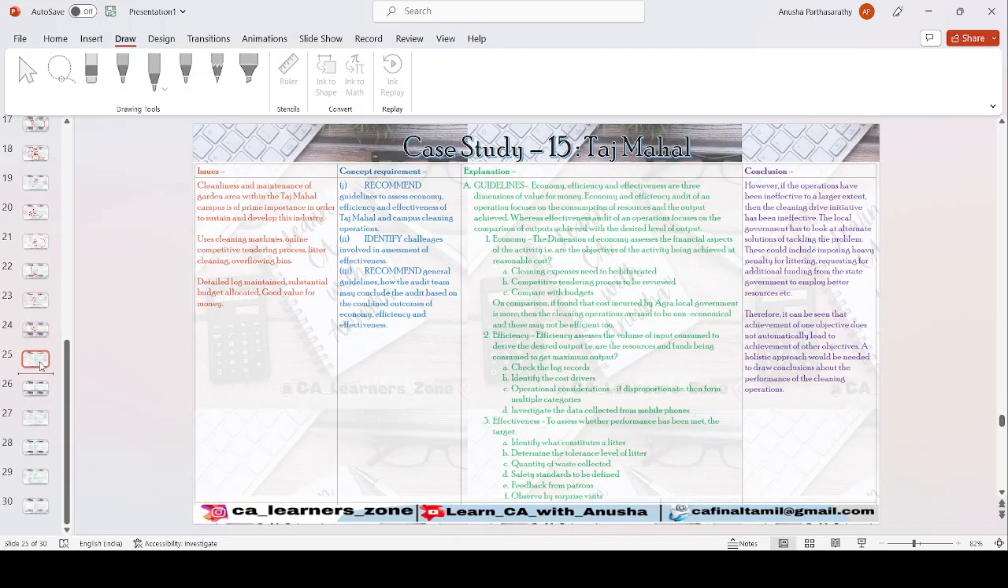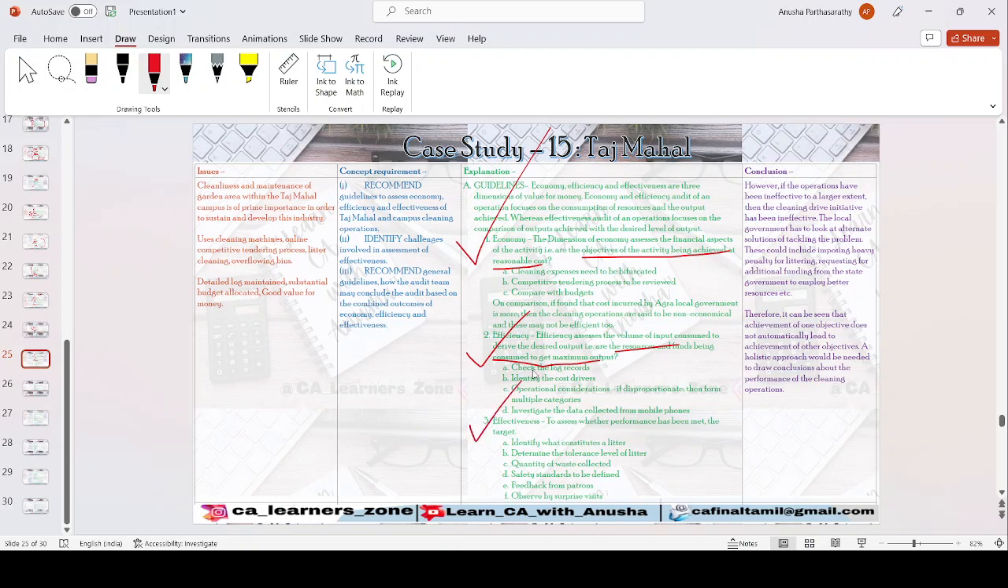Now, moving on to the 15th one. Here it is a case where you're going to discuss economy, efficiency, and effectiveness of some operations. What does economy mean? Economy means the objective of the activity being achieved at reasonable cost. This is the line you have to write. Efficiency: how good you are at consuming less resources but producing maximum output, with resources and funds being consumed to get maximum output.